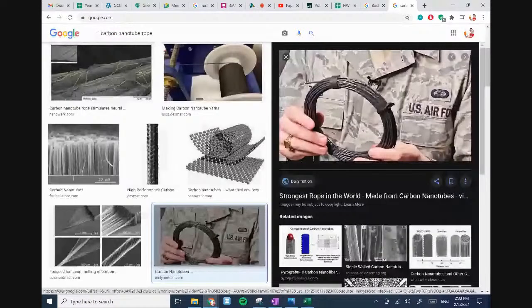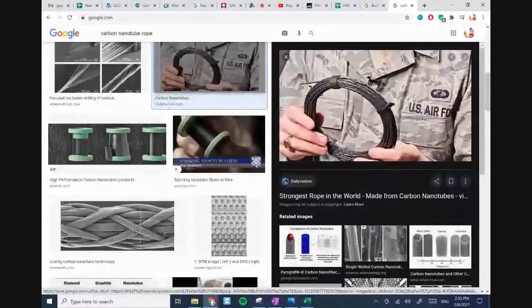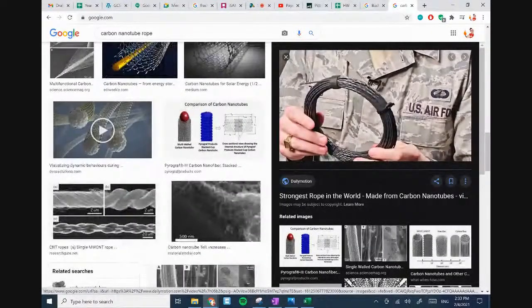Still got problems. But they're going to be amazing material, basically an indestructible wire. It's going to be very cool. That can also conduct electricity. It's going to be amazing. So these are all being done. These are the future of materials.